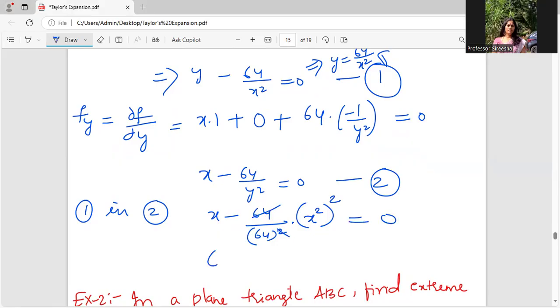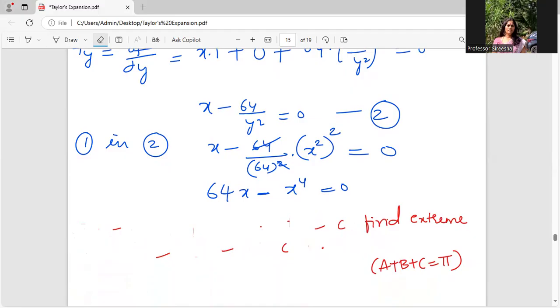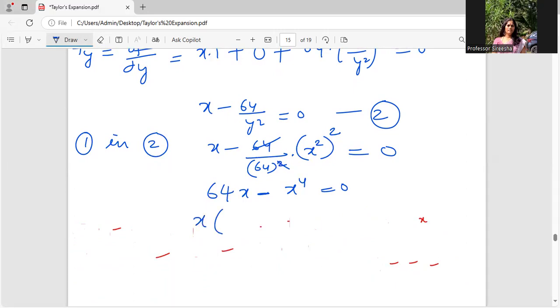Then I'll be having, if I take the LCM, 64x minus x power 4 is equal to 0. Don't cancel out any x value. Why? Because I'll be needing the stationary points. So no variable should be cancelled out. Constants can be cancelled out, but please don't cancel out the variables. Just take x common from this. So I'll be having x cube minus 64 is equal to 0.